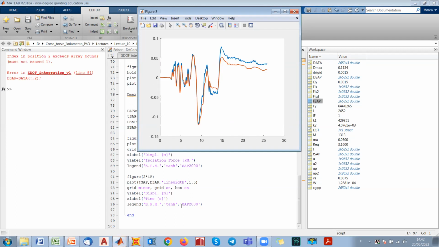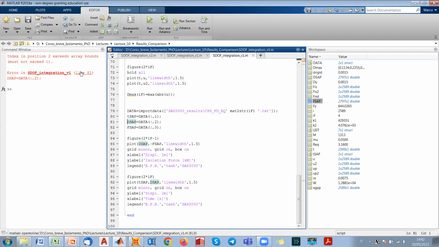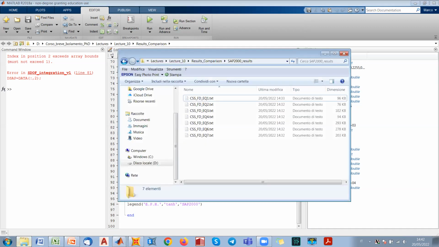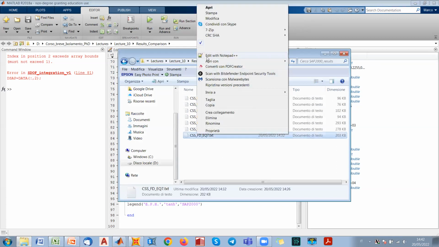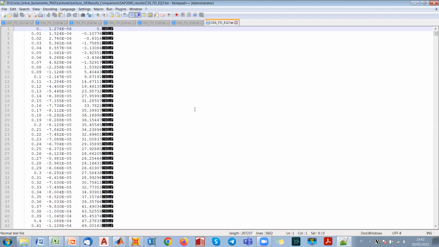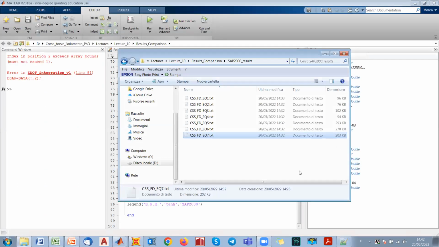Okay, something here. I don't know why this doesn't work. Why? So there is no second column for the data. Okay, so maybe there is a file which has not been modified. No, that is quite strange.